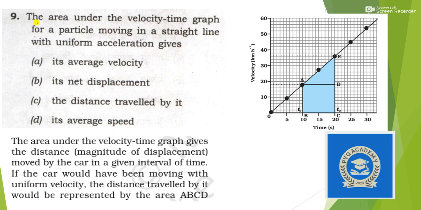Next, the area under the velocity time graph for a particle moving in a straight line with uniform acceleration gives. Easy question. The answer here should be the distance traveled by it. You can see here the area under velocity time graph gives the distance. This is taken from class 9 NCERT.